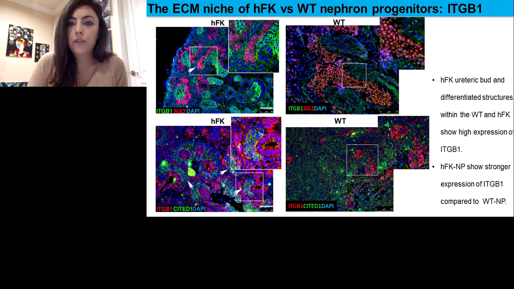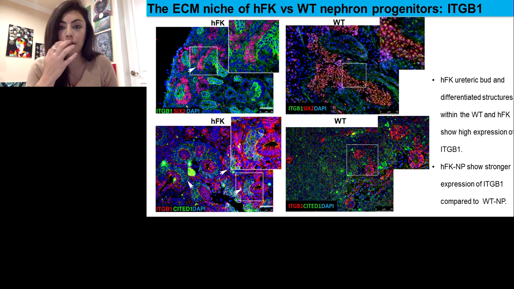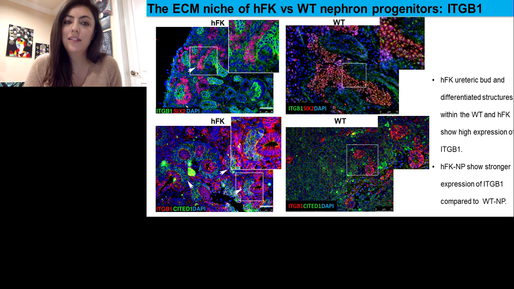So we wanted to confirm this. So we did immunofluorescence stainings of human fetal kidneys, shown on the left panel, for integrin beta-1 and SIX2 shown in red, and integrin beta-1 and CITED1 shown in green. And we compared it to the Wilms tumor for the same stainings, and we could see that indeed there seems to be higher expression of integrin beta-1 where we find these progenitor cells in the fetal kidney compared to the tumor.